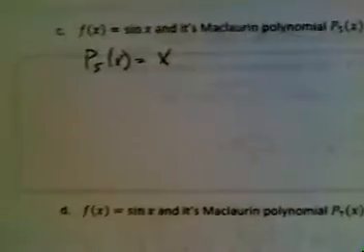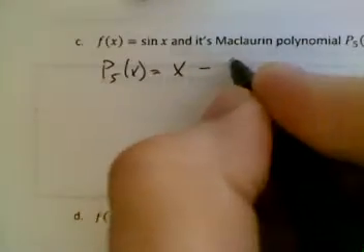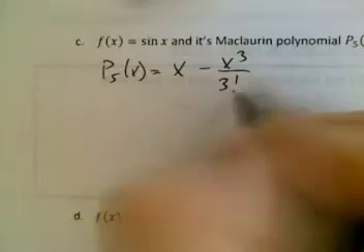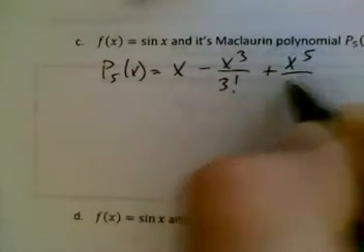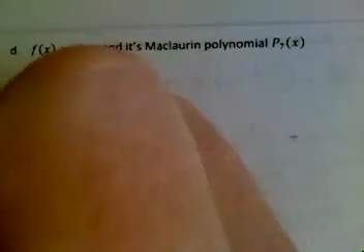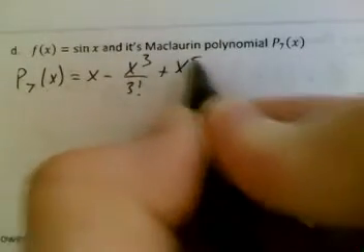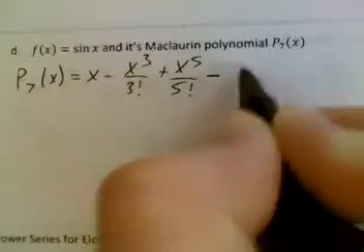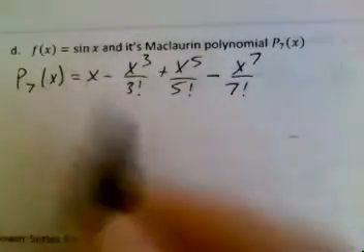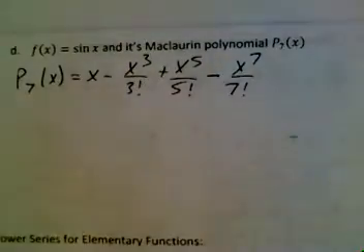I'm going to flip this page over. The fifth term is going to be p sub 5 of x is equal to x minus x to the power of 3 divided by 3 factorial plus x to the power of 5 divided by 5 factorial. And then lastly, this one right here is going to be p sub 7 of x is equal to x minus x cubed divided by 3 factorial plus x to the 5th divided by 5 factorial minus x to the 7th divided by 7 factorial. Again, notice it alternates positive, negative every time.